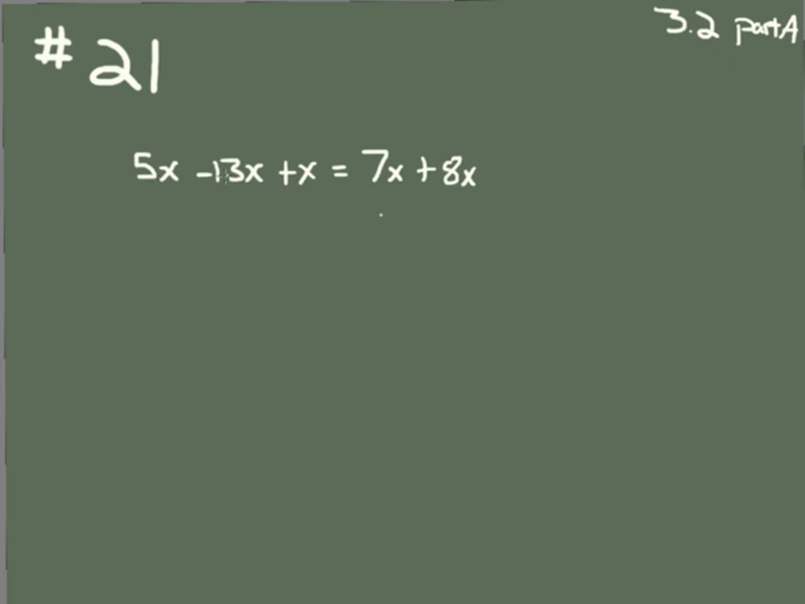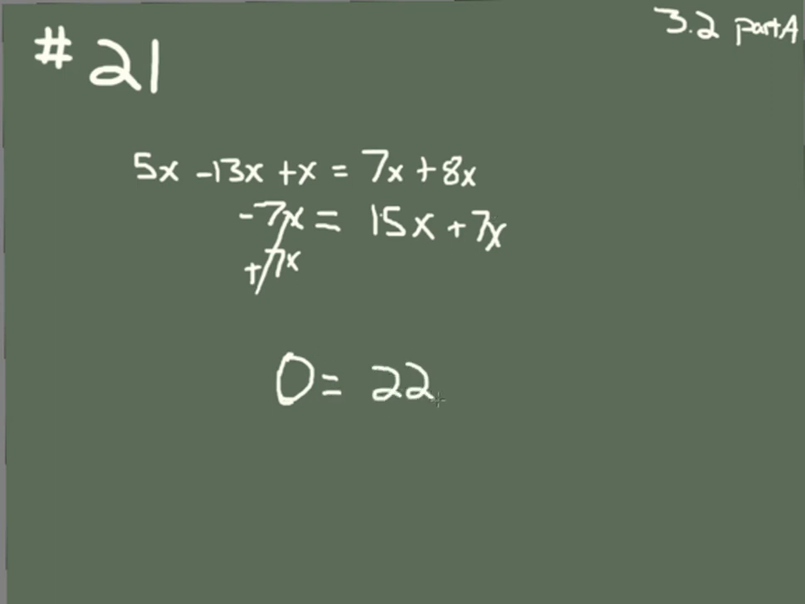I'm going to do 5x minus 13x, which gives me negative 8x, plus x gives me negative 7x on the left-hand side. Negative 7x. Then on the right-hand side, I have 7x plus 8x, so that gives me 15x. Now I want to get my x's on the same side, so I want to add 7x here. That cancels, but what I do here, I have to do over here. On the left-hand side, that becomes 0. And you say 0 equals 15x plus 7x, which is 22x.